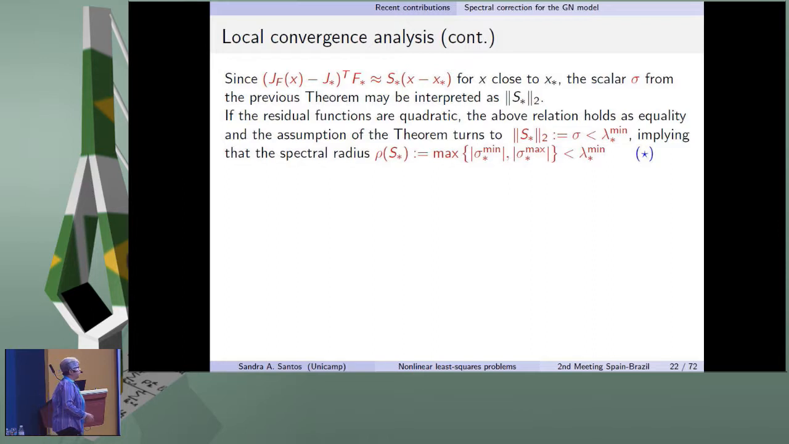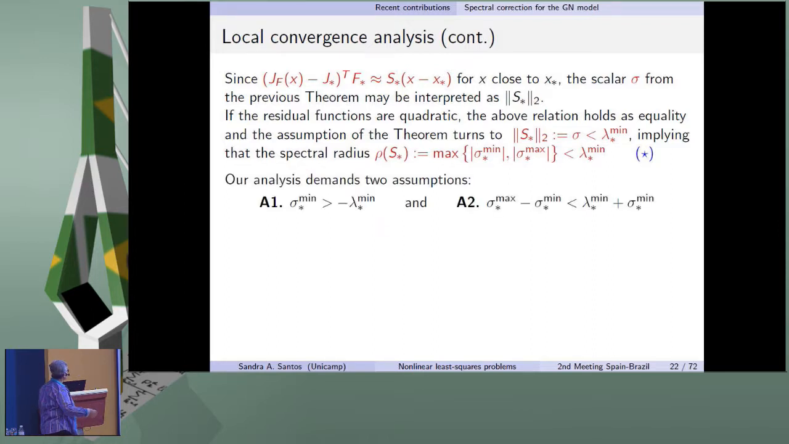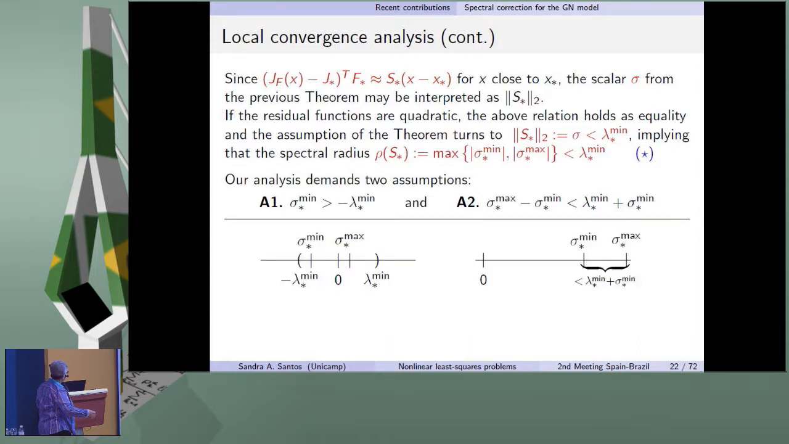And for our analysis, we have assumed that these two relations hold. In the first one, in A1, we are assuming that the smallest eigenvalue of S must be lower bounded by minus lambda star min. And in the second assumption, the length of the interval that contains the spectrum of S star must satisfy this bound with this sum in this case.